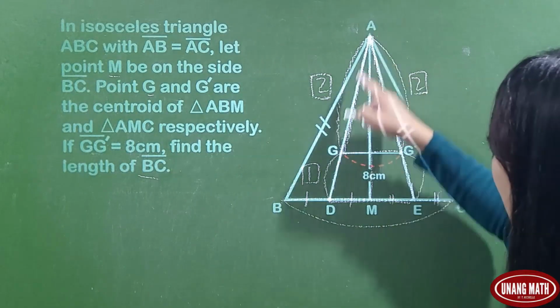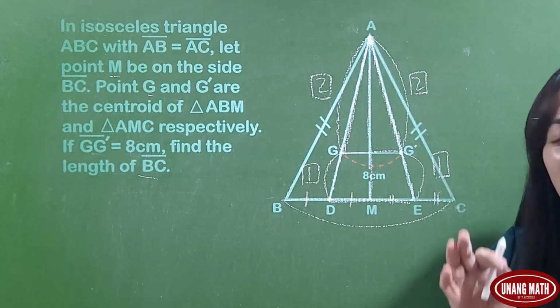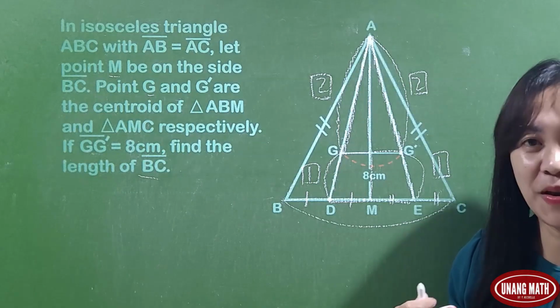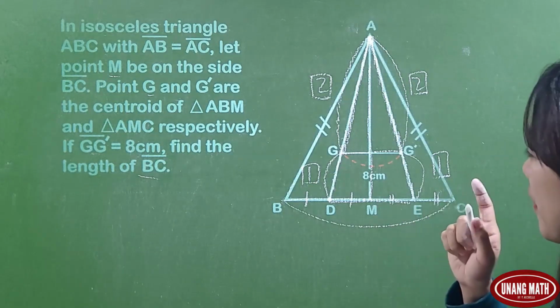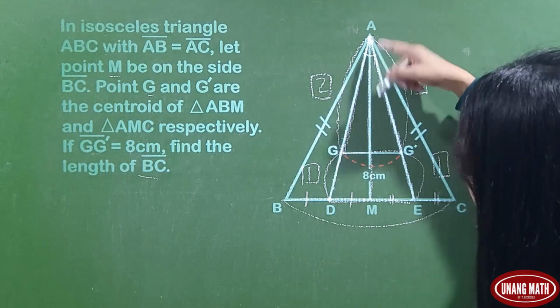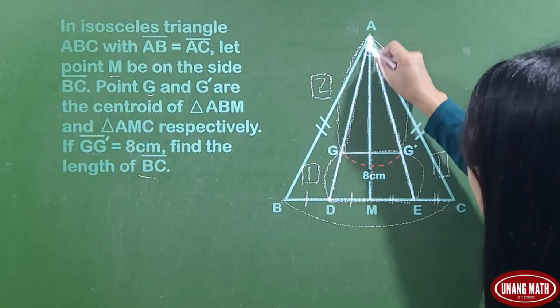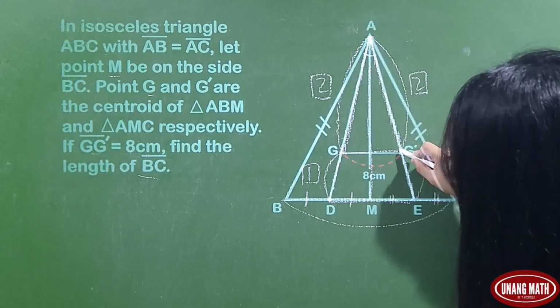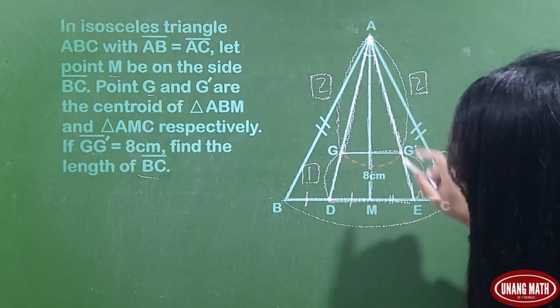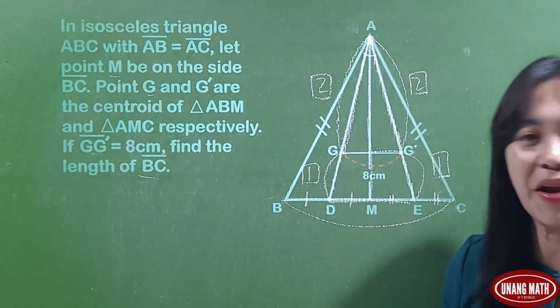Now, to find the measure of segment BC, let's consider this triangle and this bigger triangle. So we have triangle AGG prime and triangle ADE. These two triangles are similar figures. To prove that these are really similar figures, this angle is a common angle for these two triangles. This is just the same with this one. So this is SAS similarity.